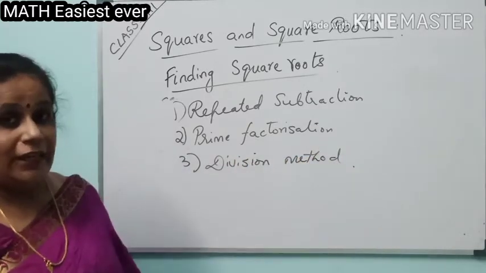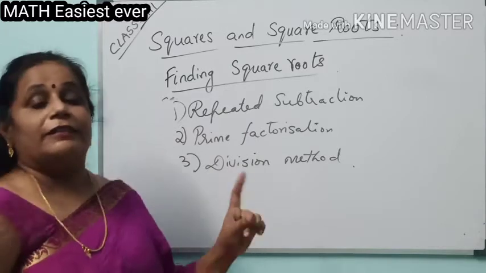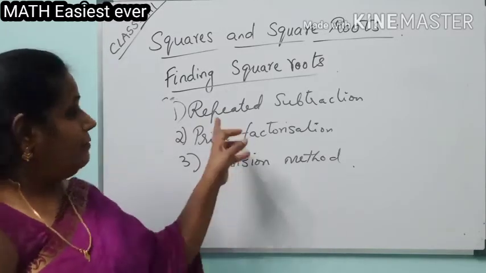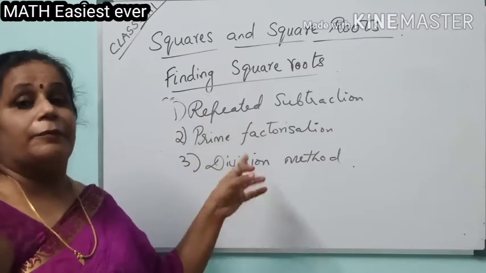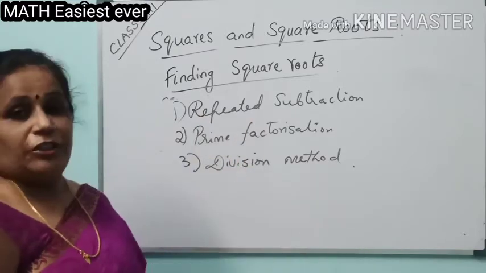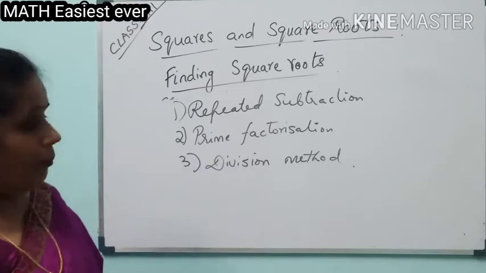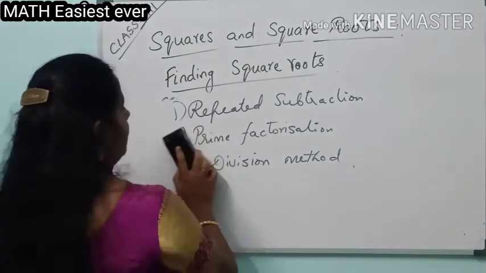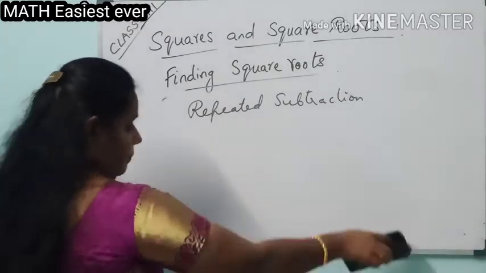So, in my video today, I will be dealing with finding the square root in all 3 ways. First is repeated subtraction, second is prime factorization, and third is the division method. I will be dealing with a few problems based on these different methods. Okay, children? So, let's go for the first method, the repeated subtraction method.